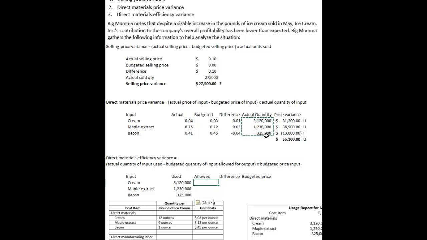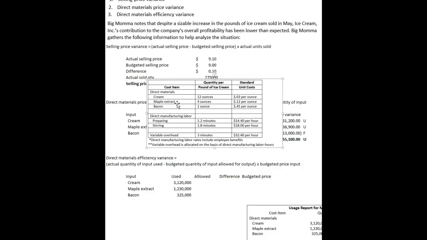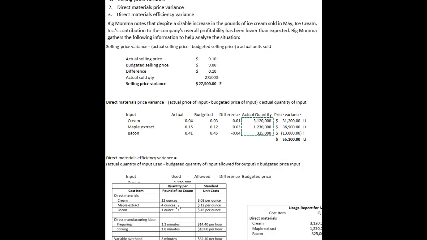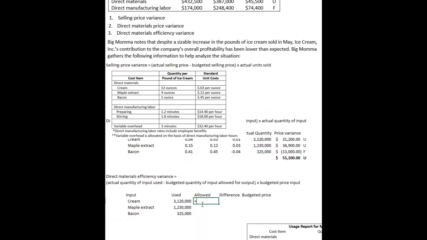What do you mean quantity allowed? Well, quantity allowed is a factor of this right up here. We have these standards that were set, and the standard said you should only use 12 ounces for every 1 pound of ice cream, and 4 ounces of maple, and 1 ounce of bacon. So we take this and we combine that with the actual quantity of pounds of ice cream we produced, and you take 275 times the 12 ounces, and that's how much cream we should have used. So we should have used 3.3 million. Let me just get these numbers formatted the same here. It's easier to look at. And we didn't. We used less, so that's a good thing. So the difference is less.